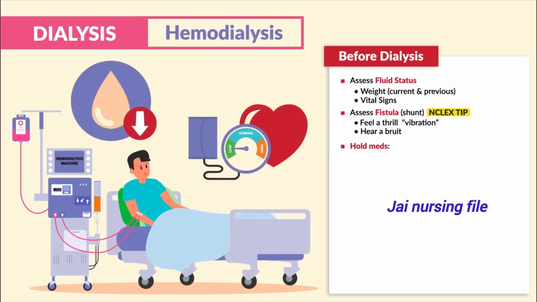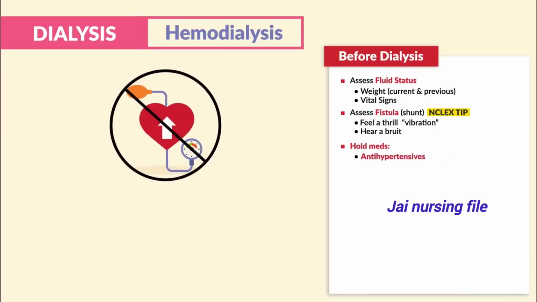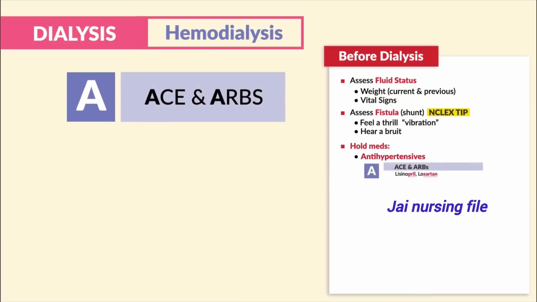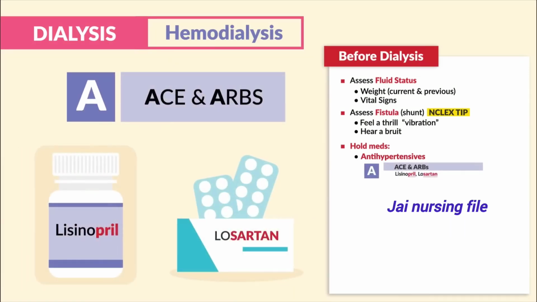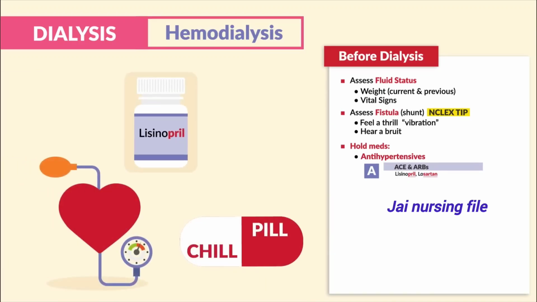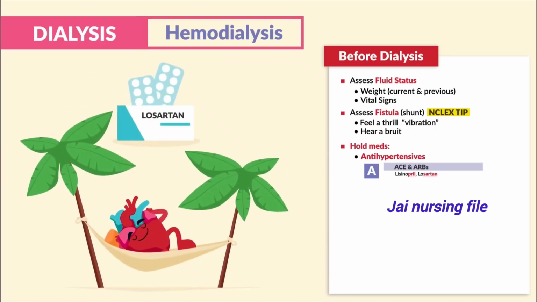Now, in terms of which medications to hold, we always hold meds that cause low blood pressure, since fluid is removed during dialysis, which may cause hypotension, that low blood pressure. So to make this simple, for all the antihypertensives, simply remember A, B, C, and D. A is for ACEs and ARBs, ending in pril and sartan, like lisinopril and losartan. Just think prils are like a chill pill for the heart, low blood pressure, and sartans kind of sound like relax man with sartan, decreased blood pressure.